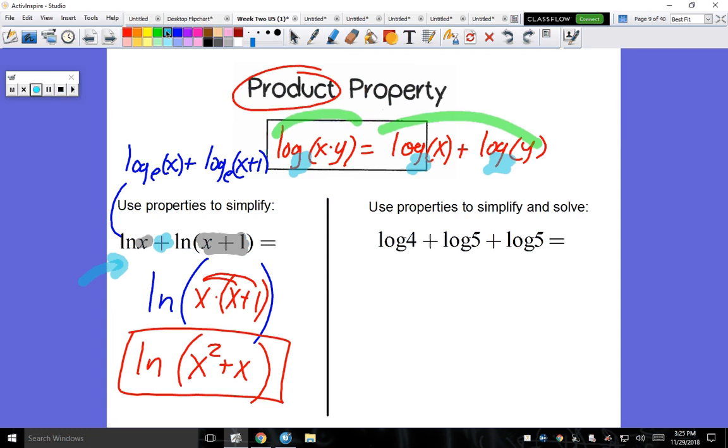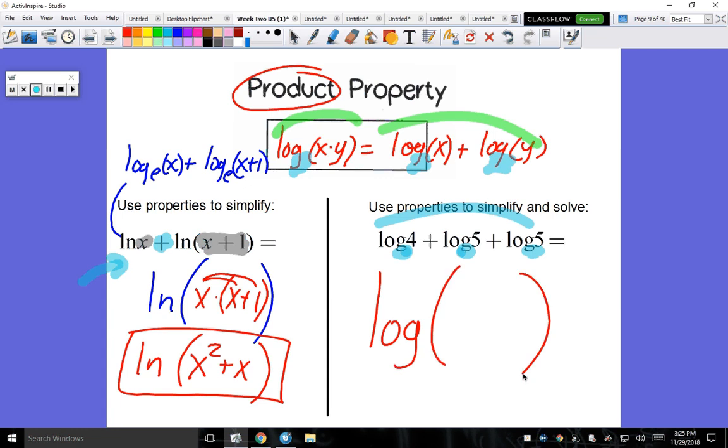Judd, can I combine all of these three? Yes or no? Let's say yes. Why can't I? You're right, but why can't I? Someone help him out. The same base. What's the base on these? 10. So you don't have to write them, but these all have 10 as their base. So I can put them all together as one huge log.